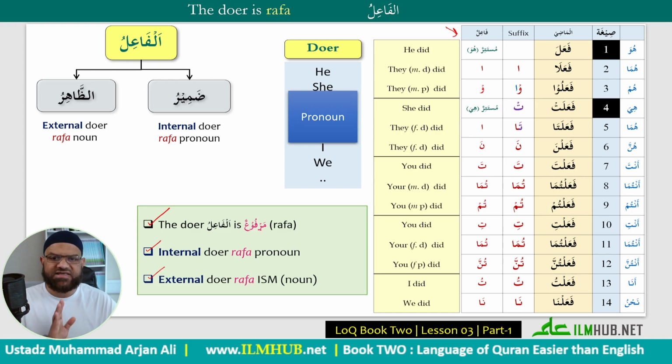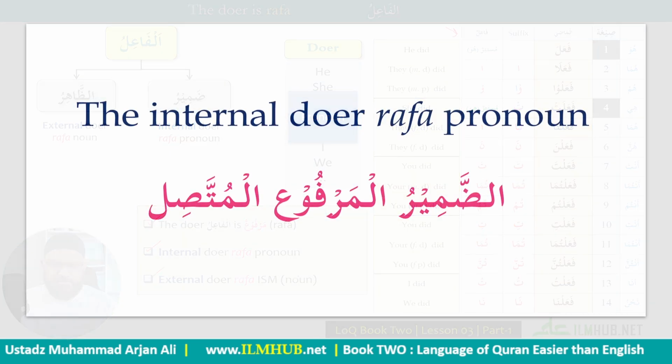You do not need a separate pronoun in Arabic. It's embedded within the verb, and it is rafa. And the noun that comes after the verb, if it is rafa, then it is the doer of the verb. But it can only come after number 1 and number 4. And again, I'll explain that in a little bit more detail. So let's take a look at the internal doer rafa pronoun.